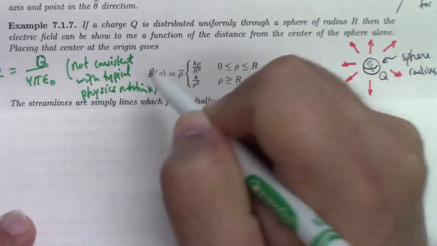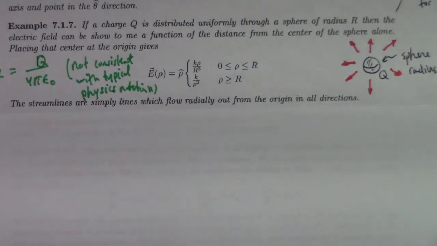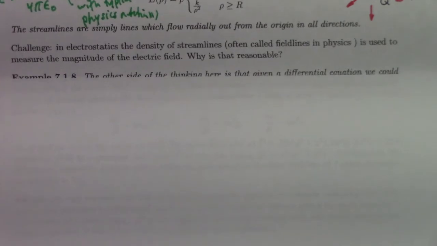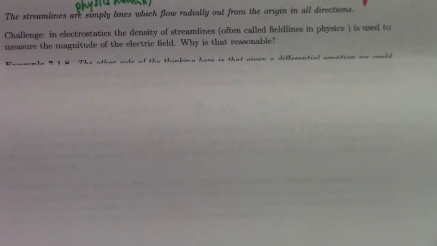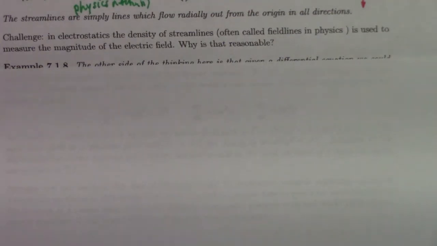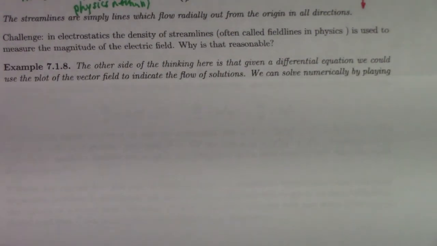So just a warning. Anyway, the streamlines, though, are lines from the origin. They flow radially out in all directions. And in fact, we use those field lines or streamlines in physics to discuss the physics. I mean, this is Gauss's law essentially.